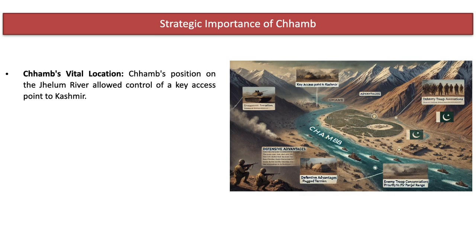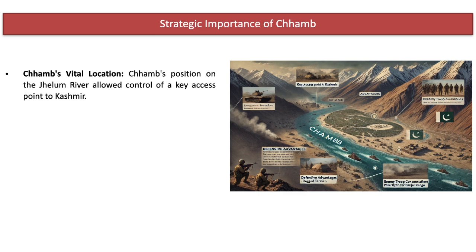It was about controlling the flow of people, goods, and military forces into the valley. Imagine the Jhelum River as a lifeline running through this region. And controlling Chamb meant that you had your hand on that lifeline, dictating who could move in and out of Kashmir. Now let's think about why that mattered so much. Kashmir was and still is a region of immense geopolitical significance. For India, maintaining access to Kashmir was crucial for national security, sovereignty, and stability.